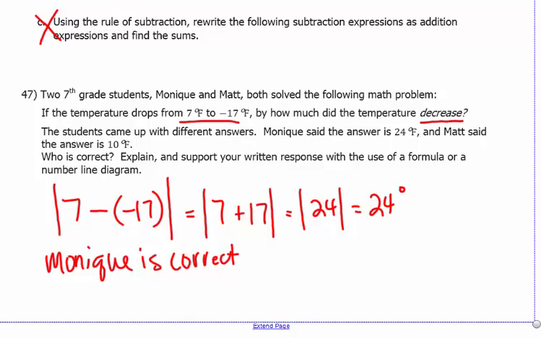And I just used a formula to show who is correct, which is there above.